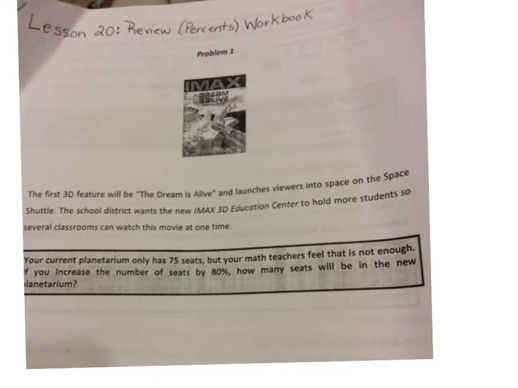Your current planetarium has only 75 seats, but your math teachers feel that's not enough. If you increase the number of seats by 80%, how many seats will be in the new planetarium? So right away, I'm going to notice my ratio value, and that's going to be my 80%. So I'm going to immediately write that as 80 over 100, because that's what percent means, out of 100. And I do not go on until I label. So I can see what the problem's talking about.